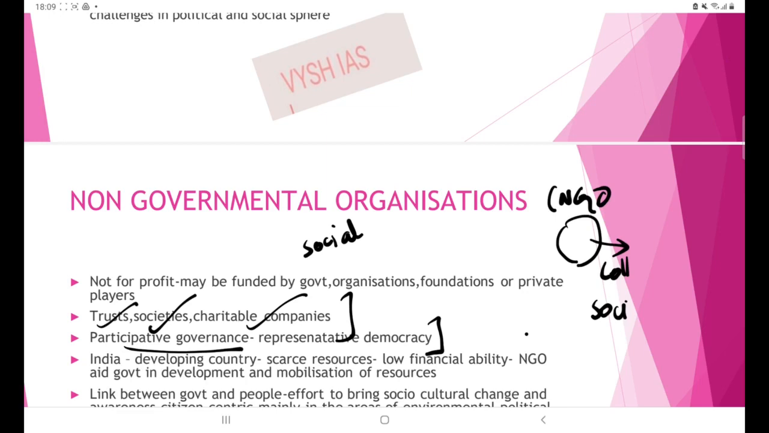Then India is a developing country, so it already has scarce resources, and the GDP levels are also very low with respect to other countries. So NGOs can act as an aid or helping hand for the government, because the government already has a shortage of resources. So NGOs and government can work hand in hand and bring development and a welfare state. So it is also helping in mobilization of resources.